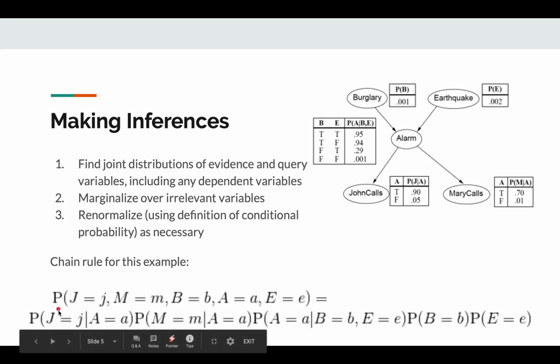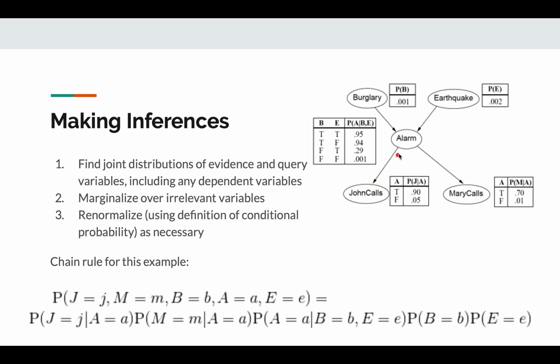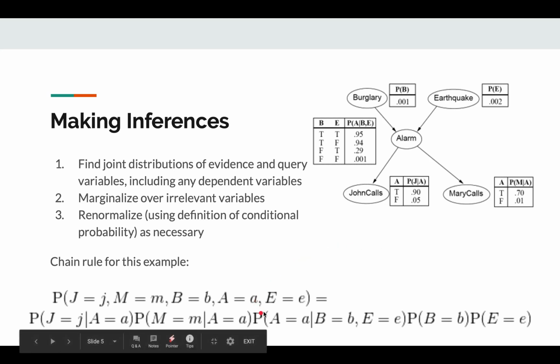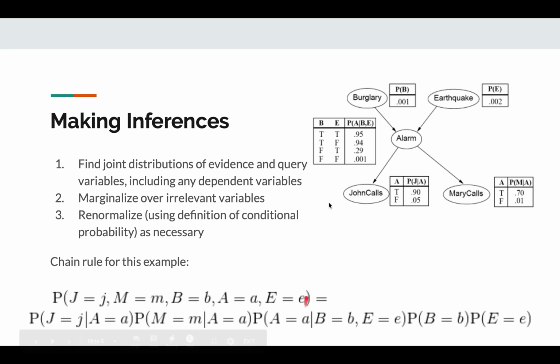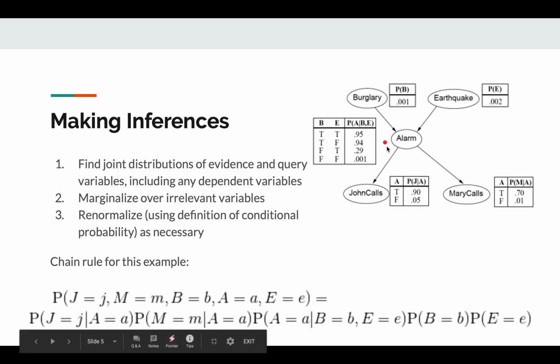And since these are binary, this would be like 0 or 1, or true or false. So the probability of John taking on some value is dependent on the alarm, and then same with Mary by the chain rule, as we can see that alarm is a parent of both of them. And then we would also multiply by the probability of the alarm taking on a certain value, given the burglary and earthquake taking on certain values, which would be given by this table. And then burglary and earthquake have no parents, so we would multiply just the probability of either of those occurring.